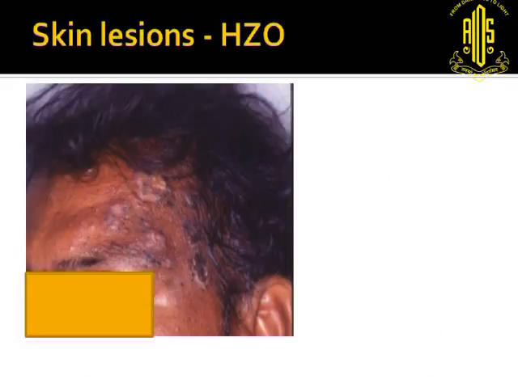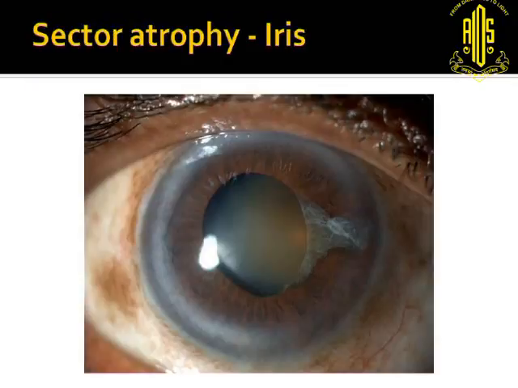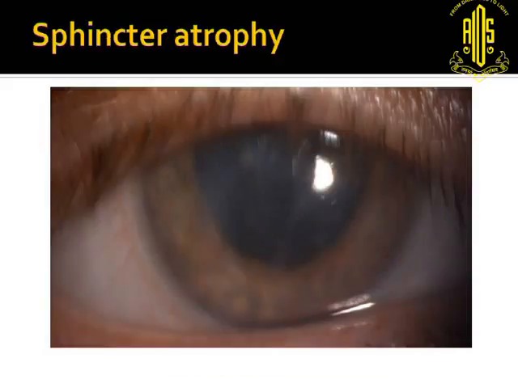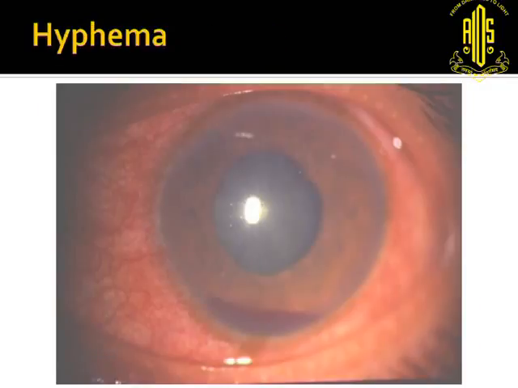endothelitis. Of course, the skin lesions of zoster ophthalmicus provide a clue to the etiology, and sector atrophy of the iris, again, is a strong sign pointing towards viral anterior uveitis. In some patients, you may just have sphincter atrophy. So if you see an eye which is dilated in the absence of pharmacological agents, again that might suggest viral etiology. Hyphema has also been reported in herpetic anterior uveitis.